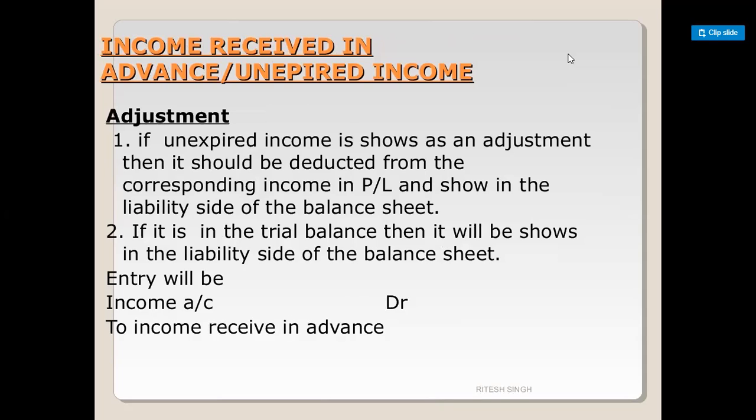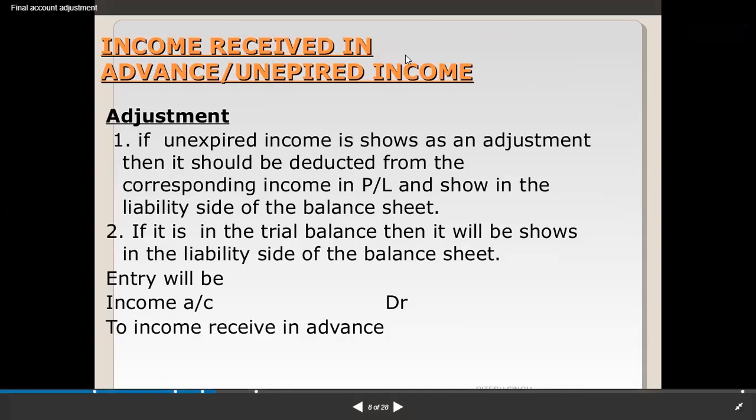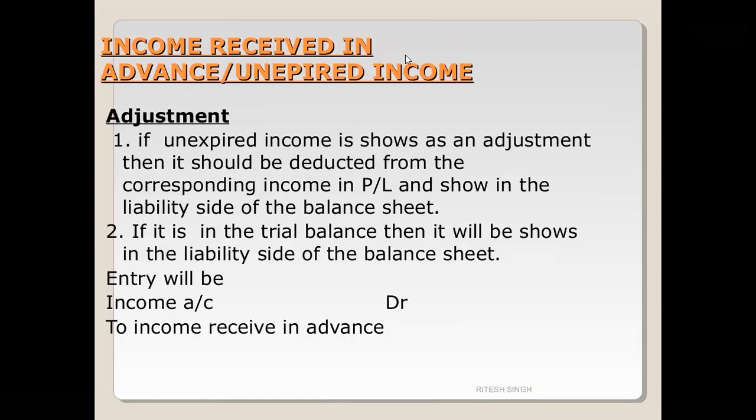If unexpired income is shown as an adjustment, then it should be deducted from the corresponding income in the profit and loss account and shown on the liability side of the balance sheet. If it is in the trial balance, then it will be shown on the liability side of the balance sheet only. The journal entry will be income account debited to income received in advance account.